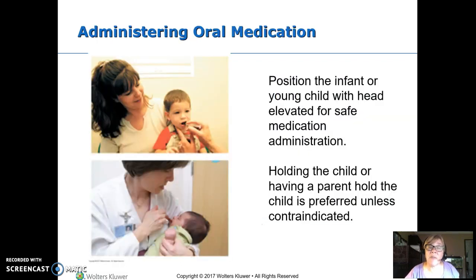And then when you give meds to kids, we want them sitting up. If they're laying flat, they're at risk for aspirating that medication. And when you give it, see how it's being given kind of in the cheek towards the back. If you put it right in the front of the mouth, it's really easy to spit out. And give a small amount at a time, because if the child does spit it out, we don't want them spitting out the entire dose.